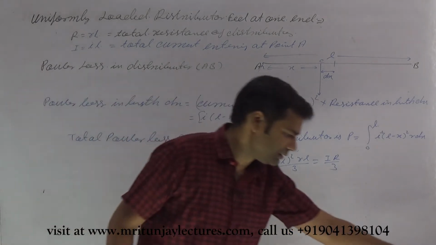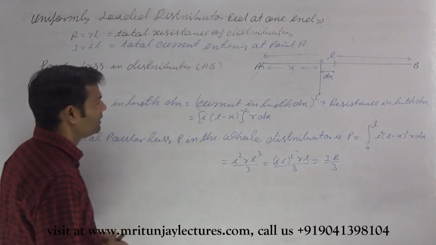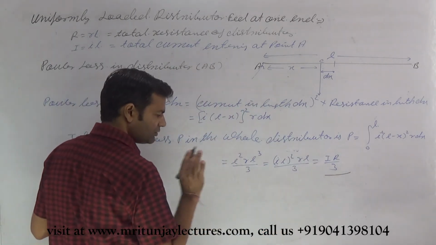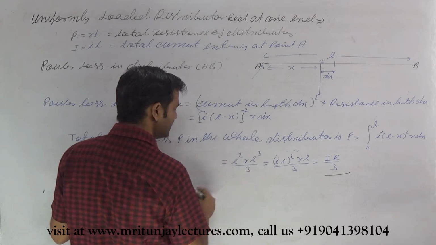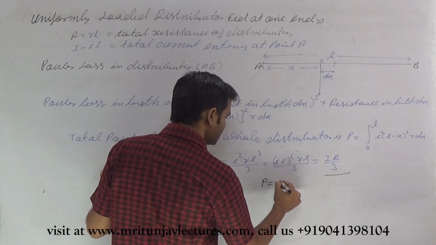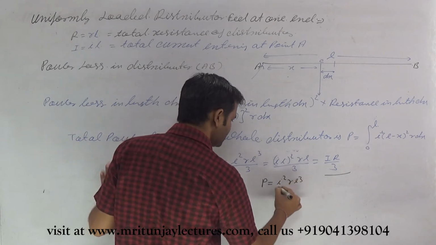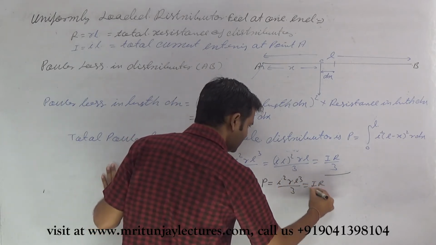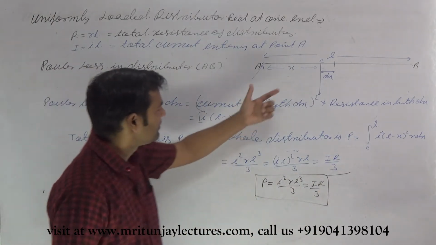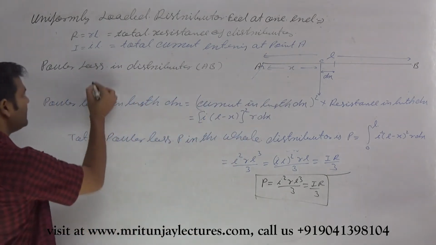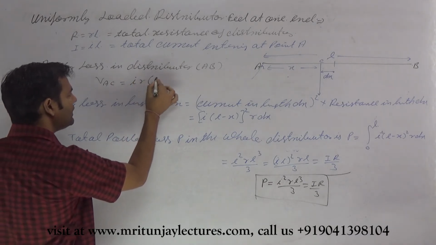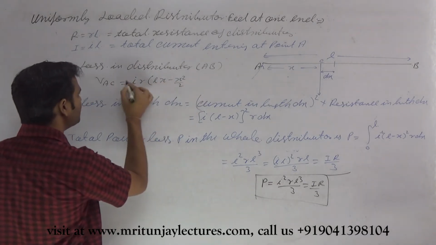Clear? So there is this formula corresponding to voltage drop, corresponding to power loss. Always remember, I square R L cube divided by 3, or I into R by 3. And voltage drop corresponding to this one, we got V of AC, I into R L x minus x square by 2.